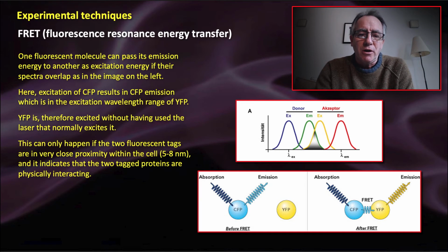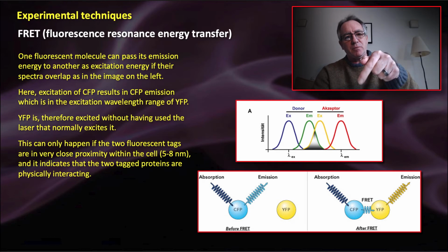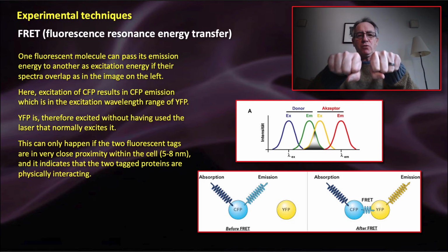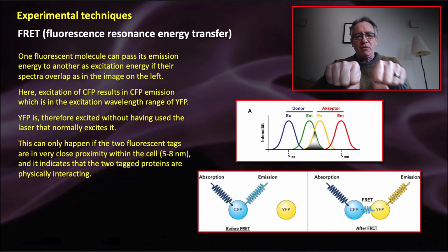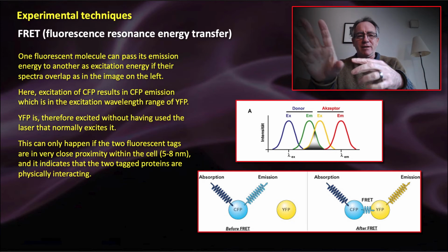A fluorescent molecule, I explained this in the last lecture, has an excitation spectrum, a specific wavelength of light that excites it. So if you had two fluorochromes in a cell, and the emission, the light that comes from the first one, is exactly in the wavelength range that excites the second one, this one will emit light, which will excite the second one, and the second one will emit light. Do you get it? That's the transfer part of fluorescence resonance energy transfer.